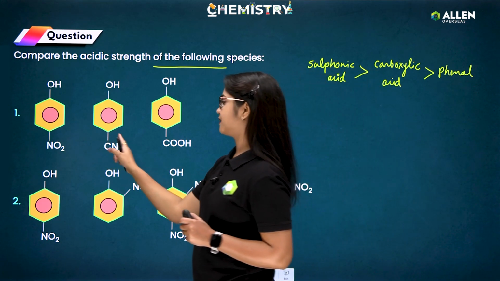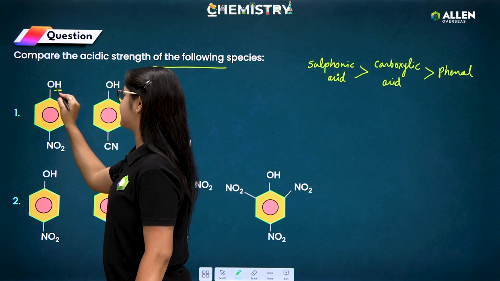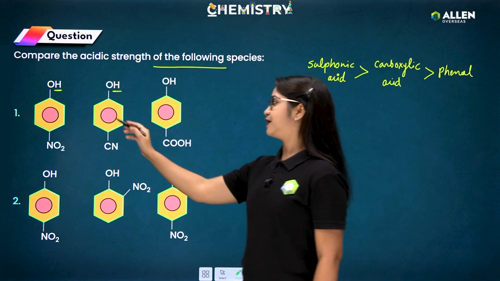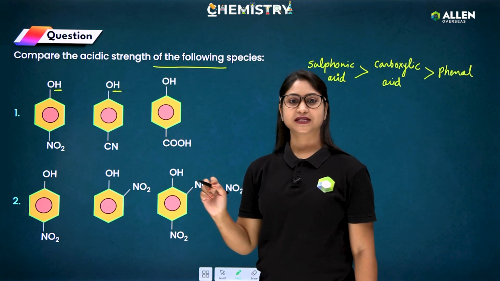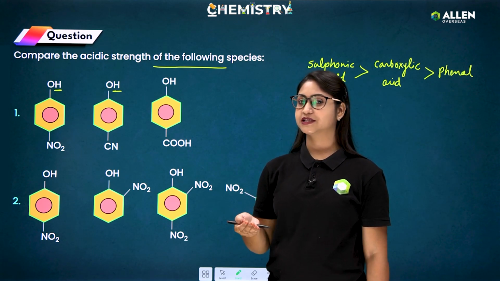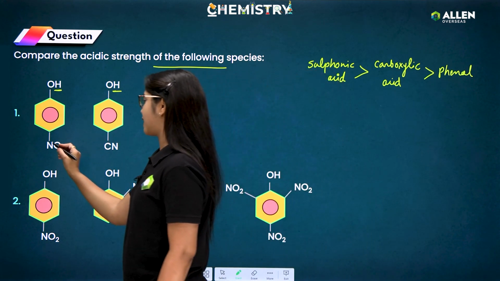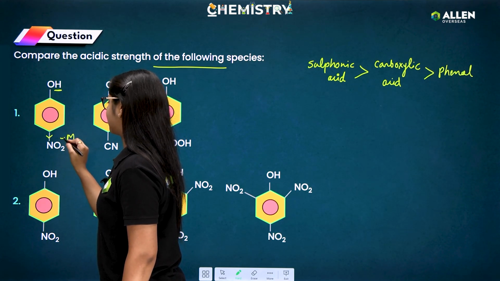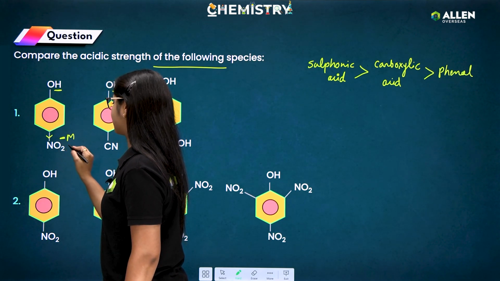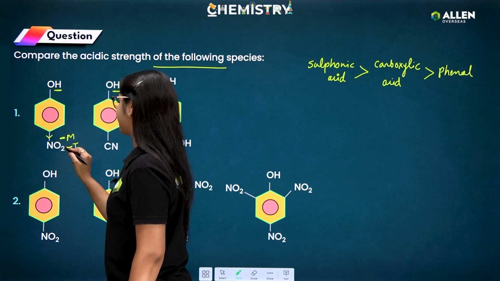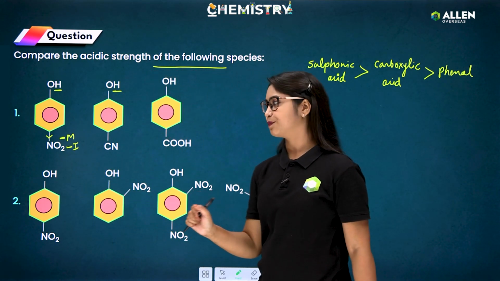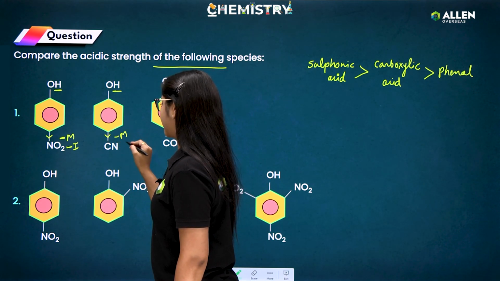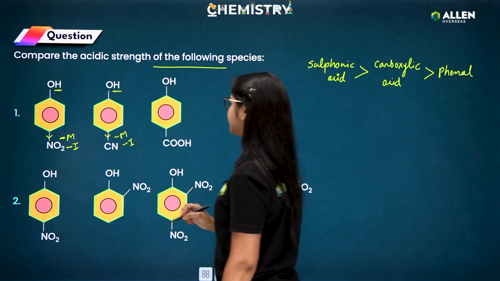So if we talk about the first and second, here we are talking about the acidic nature of phenol. When they give up the H plus ion, the conjugate base, a carbanion, will be formed. And here you can see you have a nitro group. Nitro group shows minus M and minus I effect, right? So this is the electron withdrawing group. Similarly, here cyanide also shows the same effect, minus M and minus I effect, right?